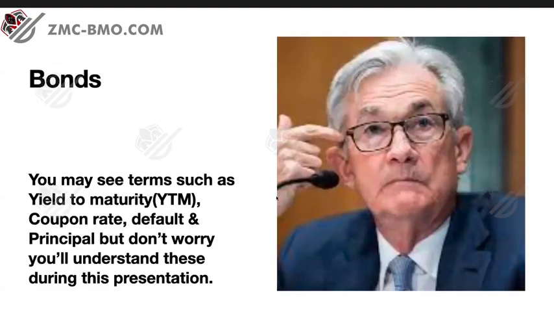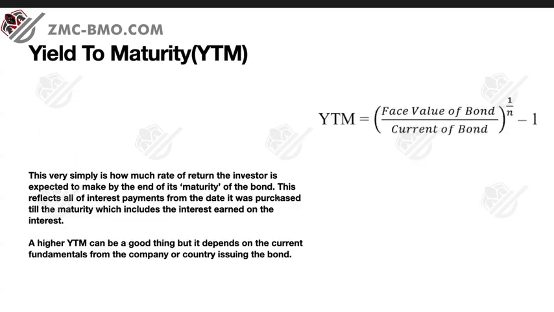So with bonds, you may see some terms such as yield to maturity, coupon rate, default, which I've just spoken about, and principal, but don't worry, you'll understand this during this presentation. So yield to maturity is how much rate of return the investor is expected to make by the end of the maturity of the bond. This reflects all the interest payments from the date it was purchased till the maturity, which includes the interest earned on the interest.